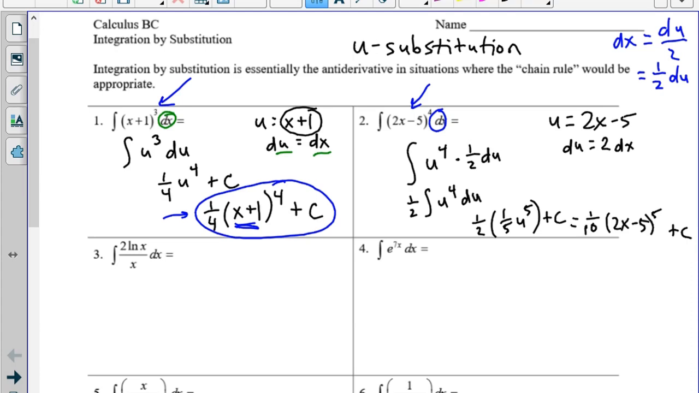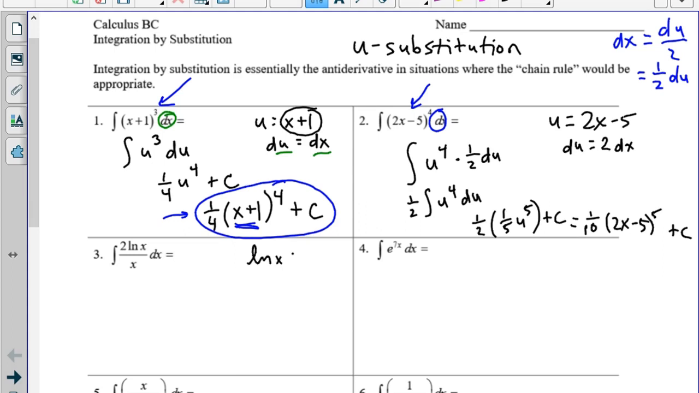Problem 3 is the integral of 2 natural log of x over x dx. So I basically have two different things happening. I have a natural log of x and an x, and I have to choose which is going to be better as u. If I make x equal u, that's useless. That wasn't meant to be a pun, sorry. But there's no x, that doesn't do anything. It just replaces all the x's with u's and we're still in the same situation.